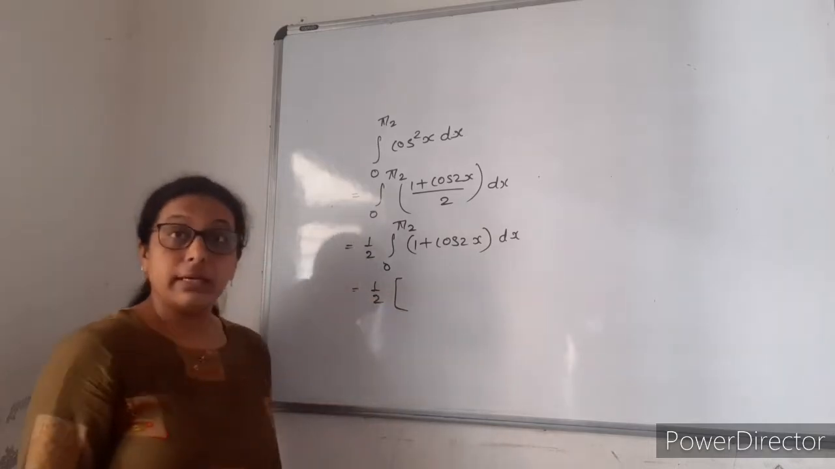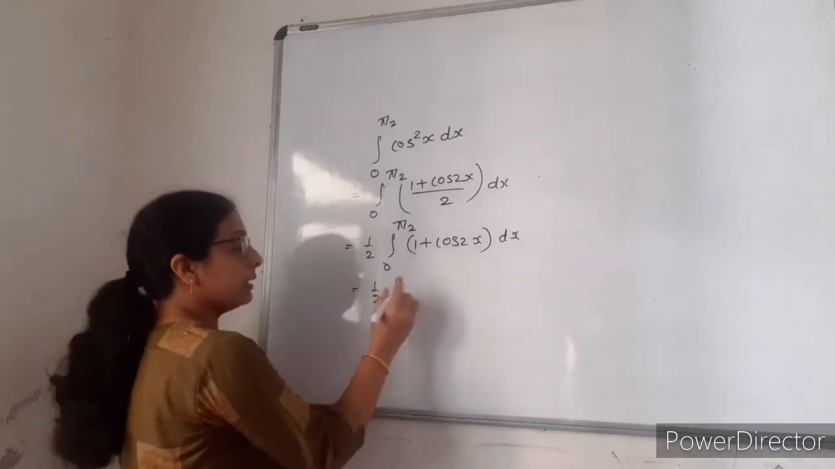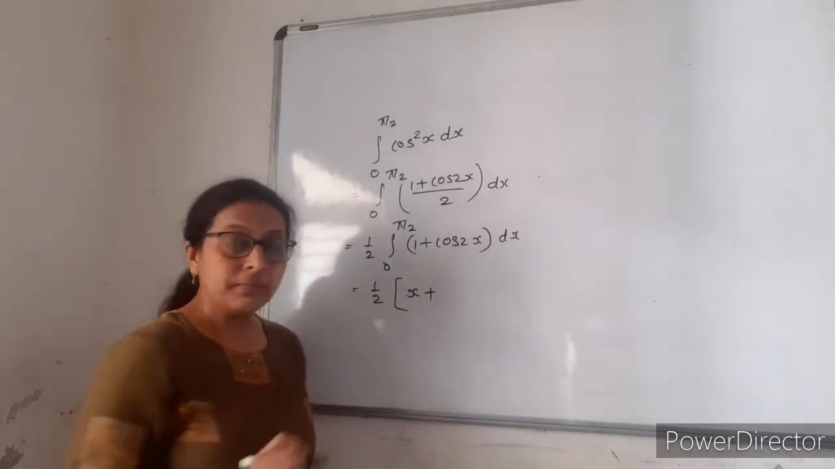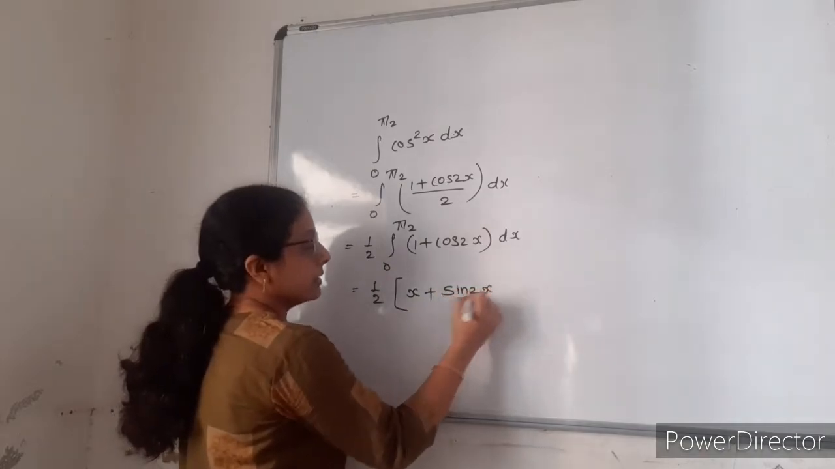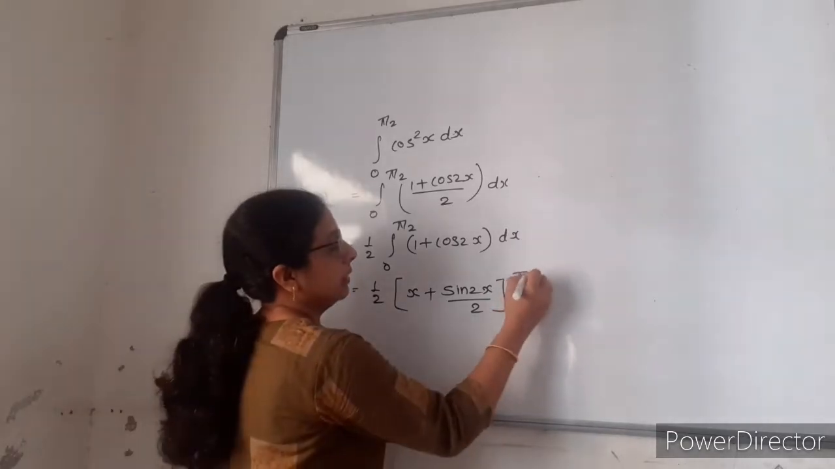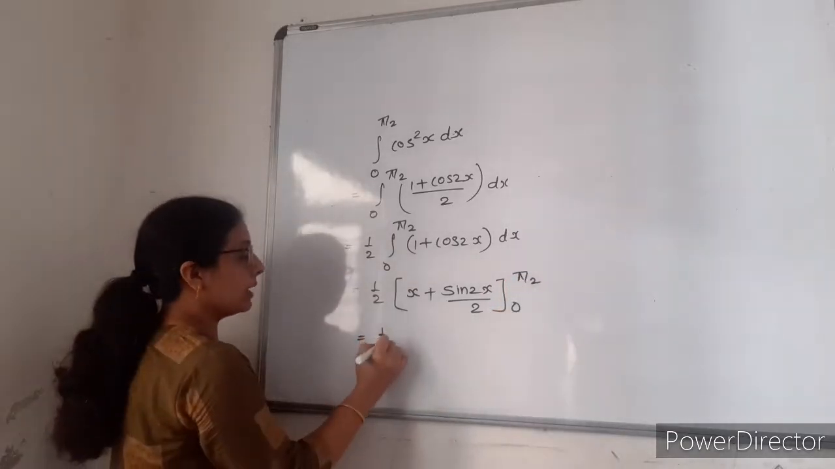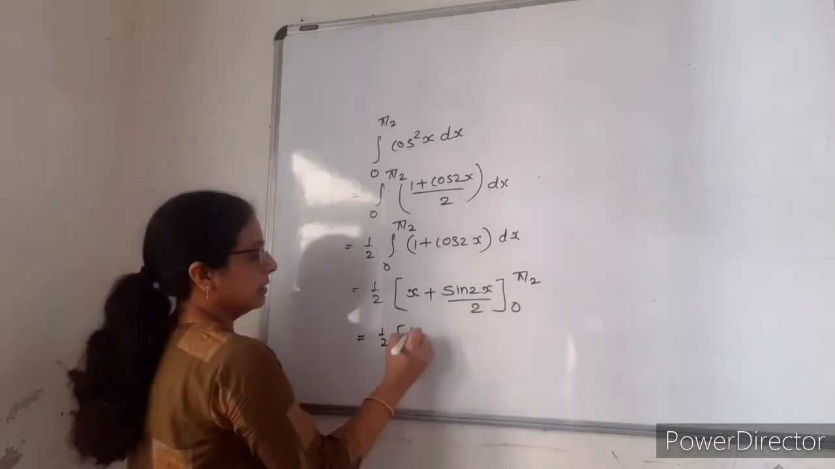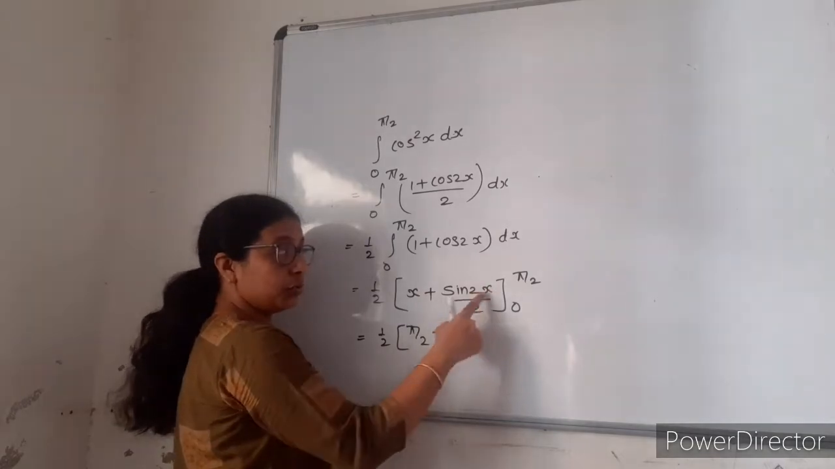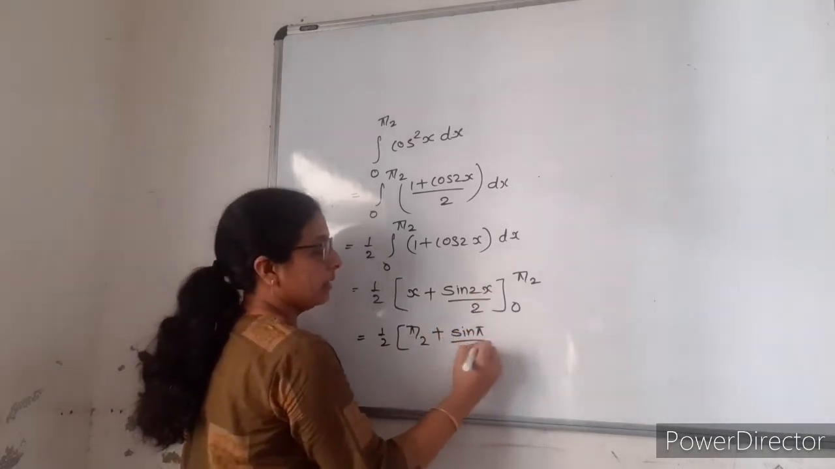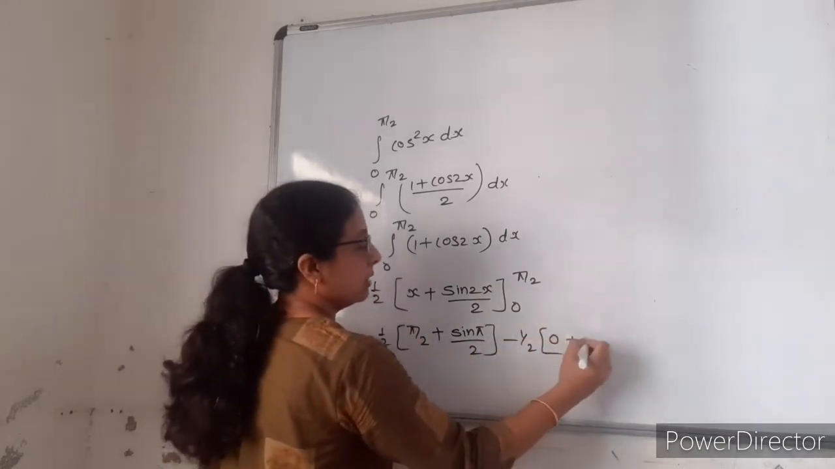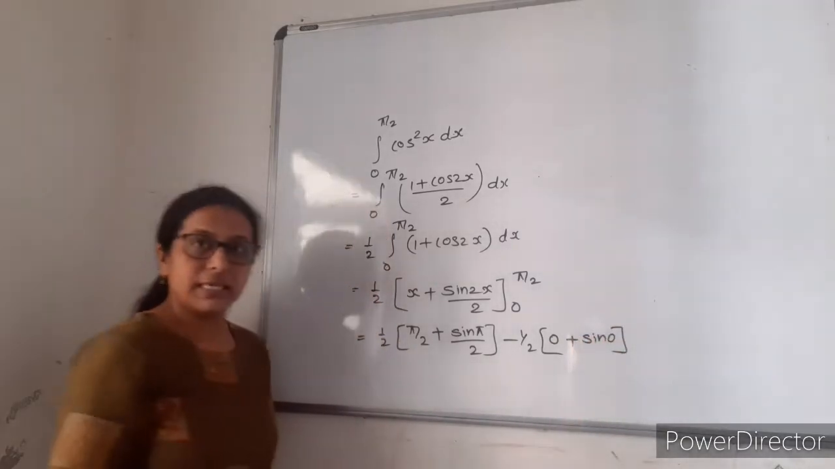Now if we find the integration of cos 2x, the integral is sin 2x by 2. Here it is sin 2x, the coefficient of x is 2, therefore divide by 2. Here pi by 2. So now 1 by 2 times sin of pi by 2 plus sin of pi by 2, the 2 cancels. It is sin pi by 2 minus 1 by 2. This is 0. Sin 0 is again 0.